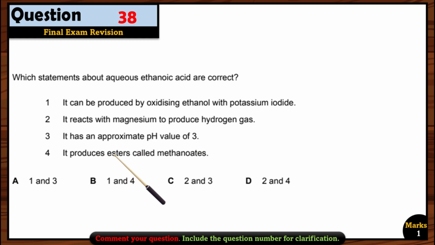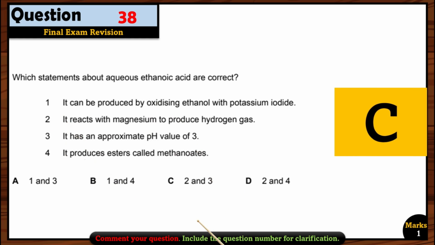It produces esters called methanoate. That's wrong. Whenever it produces an ester, the name will change. Like ethanoic acid, it will change to ethanoate, not methanoate. So that's why this option is also wrong. Which options are we left with? 2 and 3. That is option C. So option C is correct.